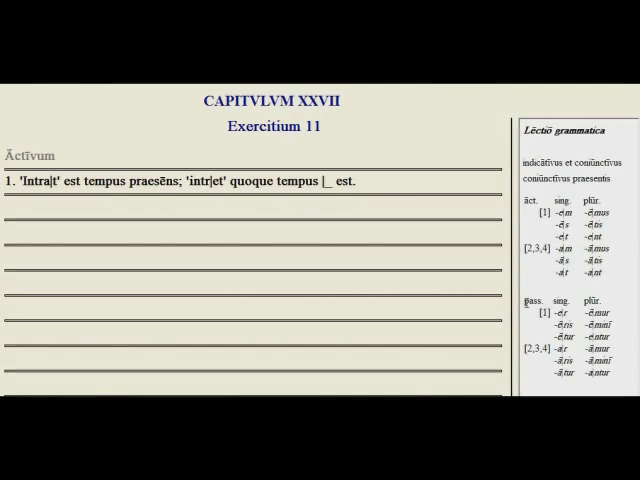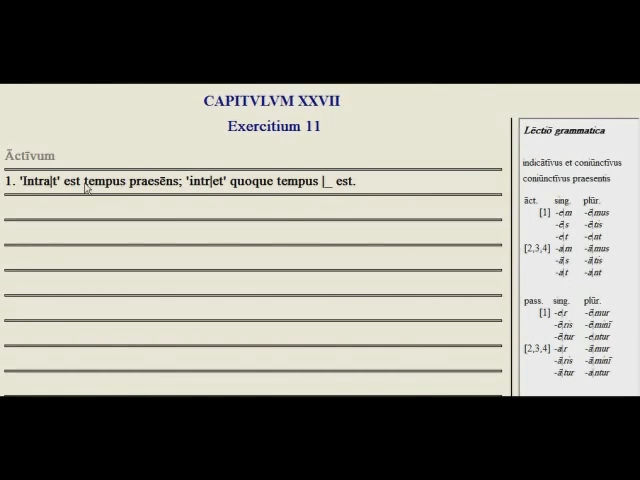The passive, we have the first conjugation endings: eris, etur, emur, emini, entur, and the second, third, and fourth conjugations: aris, atur, amur, amini, antur.